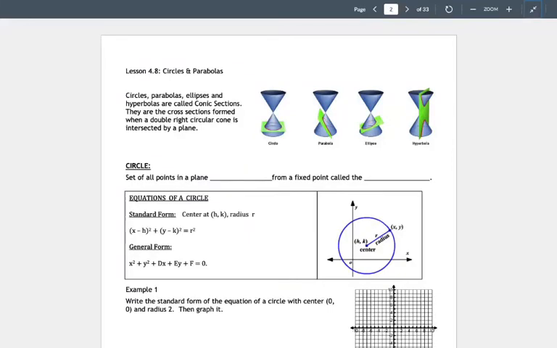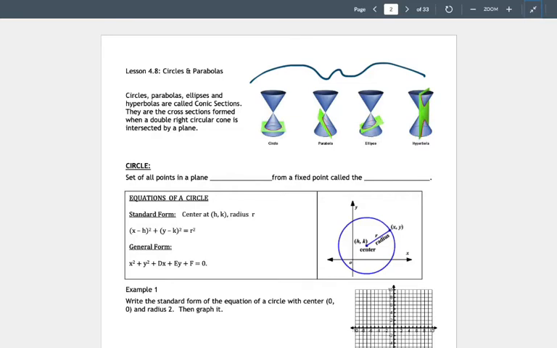Hey guys, we're going to start notes on conic sections, and our first lesson is going to be over circles and parabolas. So what I want you to see here is that in these pictures we have these cones. They're called double napped cones because one cone is on top of the other.